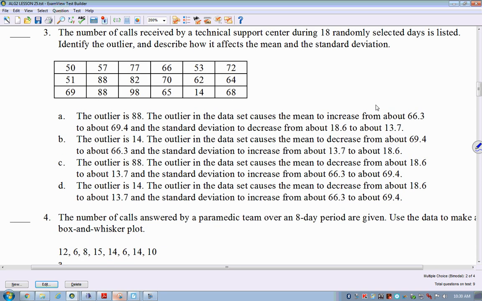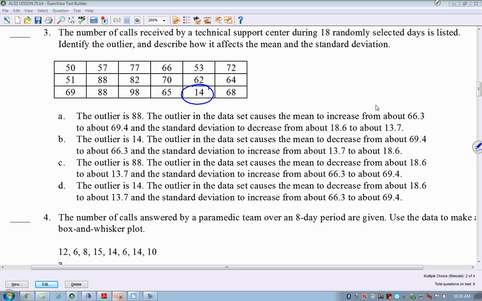All right, let's look at this for a second. So now this is a lot of data. The number of calls received by a technical support center during 18 randomly selected days is listed. We want to identify the outlier, and we want to describe how it affects the mean and the standard deviation. Look through the data to see if you can spot the outlier. 14. Okay.